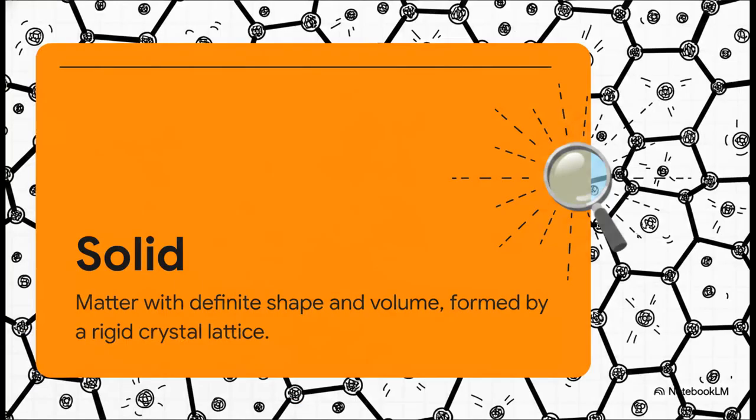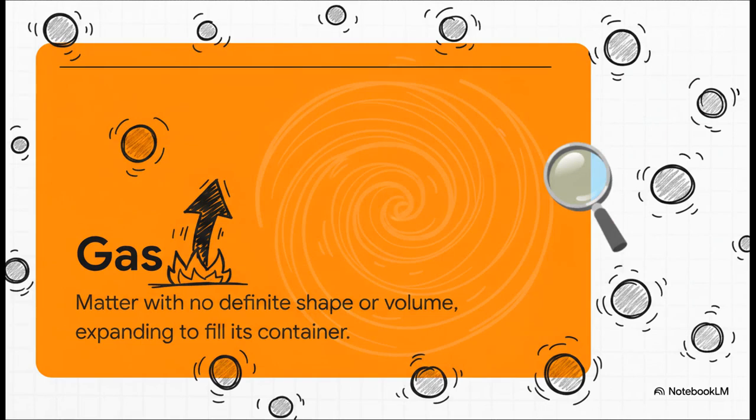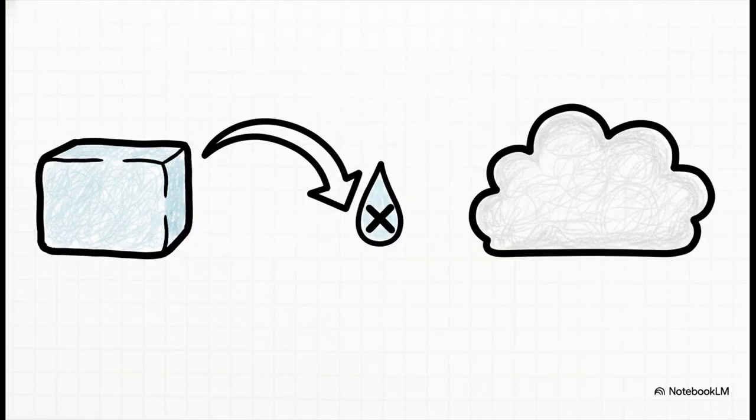Zooming in, solids lock particles into a rigid, vibrating crystal lattice. It's kind of like a microscopic grid. Add some heat, and boom, that rigid lattice melts away, letting particles flow freely as a liquid. Crank up the heat even more? Particles scatter completely, expanding wildly to fill up their whole container. Crazy enough, matter sometimes skips the liquid phase entirely. We call this sublimation, like dry ice vaporizing.